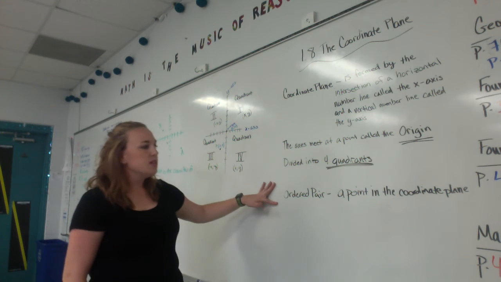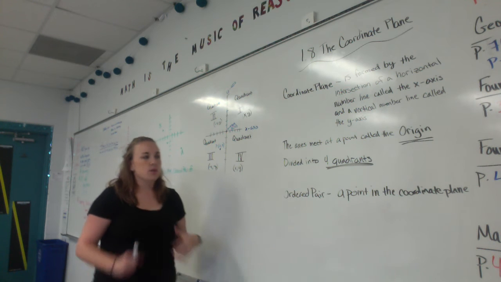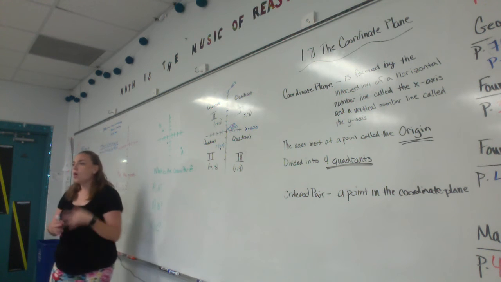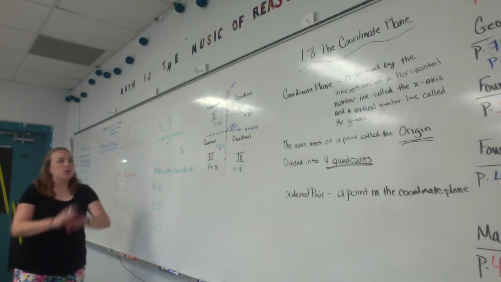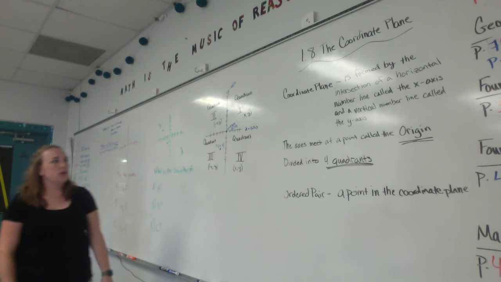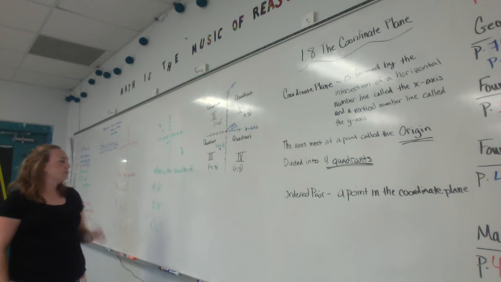An ordered pair is what is graphed on a quadrant. It is a point in the coordinate plane, so it includes an x and a y. Whether that x is 0 or that y is 0, it still has both an x and a y. That is the breakdown of our quadrant system, of our coordinate plane system. Quadrant 1, 2, 3, 4.